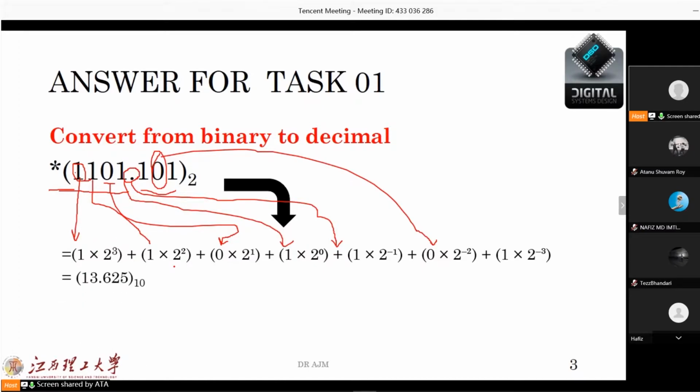Okay. Is it clear for all of you? Can you give me feedback by text? Just text. Okay, Fahim, good.